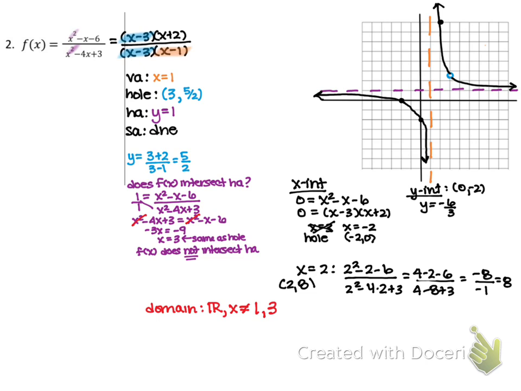Then continuing in blue, I plugged 3 back into the simplified version of the equation. And I get 3 plus 2 on top, which is 5, and 3 minus 1 on the bottom, which is 2. So I got 5/2. So now I've got the location of the hole, which is (3, 2.5), or (3, 5/2).